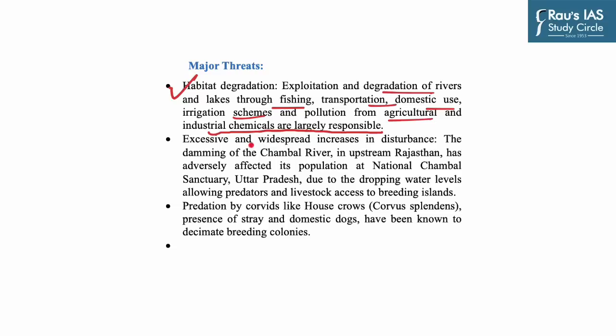Another threat is excessive and widespread increase in disturbance. The damming of the Chambal River in upstream Rajasthan has adversely affected its population at National Chambal Sanctuary, Uttar Pradesh, due to the dropping water levels allowing predators and livestock access to breeding islands. Now, predation by corvids like house crows, presence of stray and domestic dogs have been known to decimate breeding colonies.